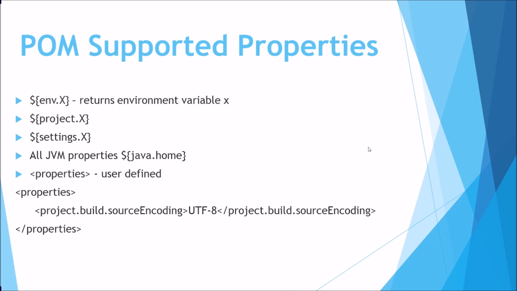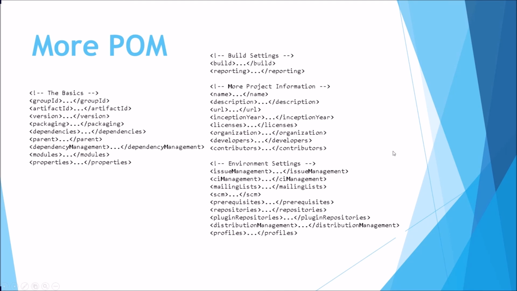So we can have ${env.x}, which returns the environment variable x. project.x walks the POM file and returns the specified value. So for example, we can do ${project.version}, and it will return the project version. All the Java virtual machine properties, like Java home, can be accessible, right? So where's our Java home? We can specify that. User-defined properties are supported in the properties tag element, and we can see the syntax for that down below.